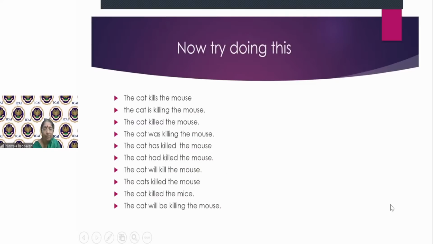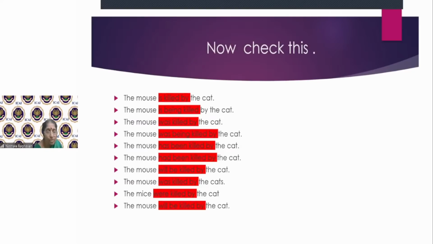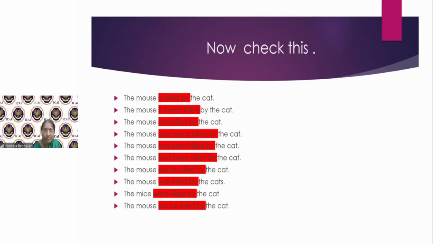The cat will be killing the mouse. The mouse will be killed by the cat. Will be killed, because it's in the future. The cat will be killing the mouse. The mouse will be killed by the cat.